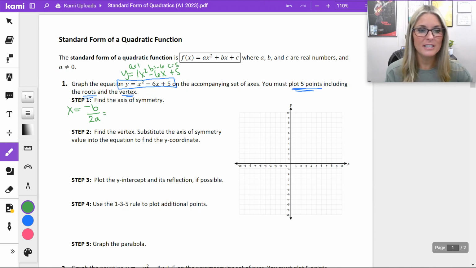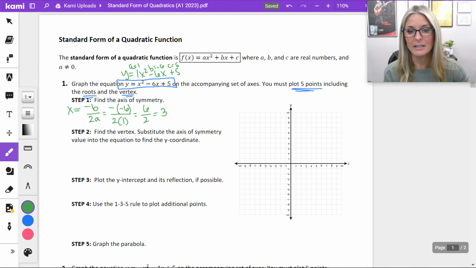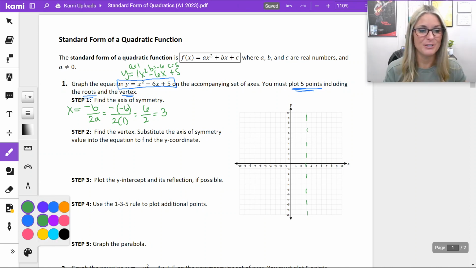So as we plug into this formula, we have negative the b value, a negative 6, over 2 times a, and a is 1. So simplifying, we've got positive 6 over 2, or our axis of symmetry is 3. Let me show you how that looks. Here, I'm going to draw a vertical axis of symmetry. Our parabola is somewhere along that axis of symmetry.